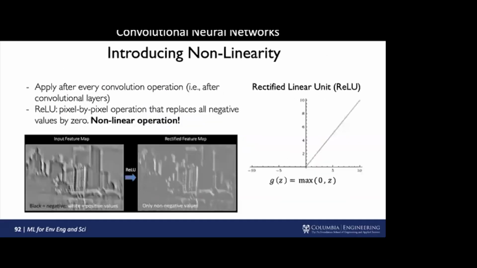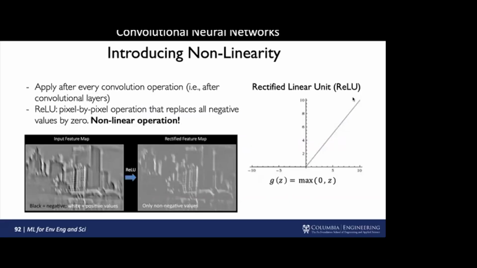Okay, now after each convolution, we apply a nonlinear activation function. It's the ReLU function, rectified linear unit. It works pixel by pixel. So if a value is negative, it becomes 0, right? Shown here in this figure. If it's positive, it stays the same, right?